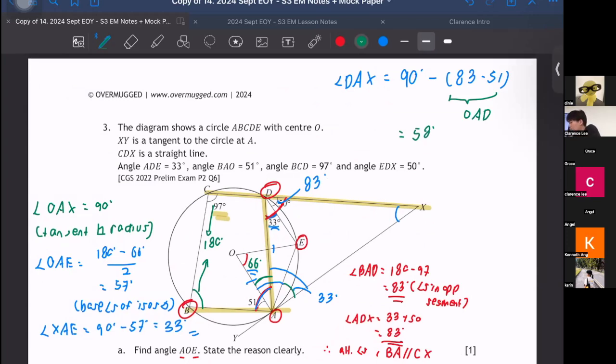Okay? So if DAX is 58 degrees, you have ADX will be 83. The last one, AXD, will just be 180 minus 83 minus 58 to give me 39 degrees. Angle sum of triangle. Okay, I hope you all got this question right. F, for those that tried, F.